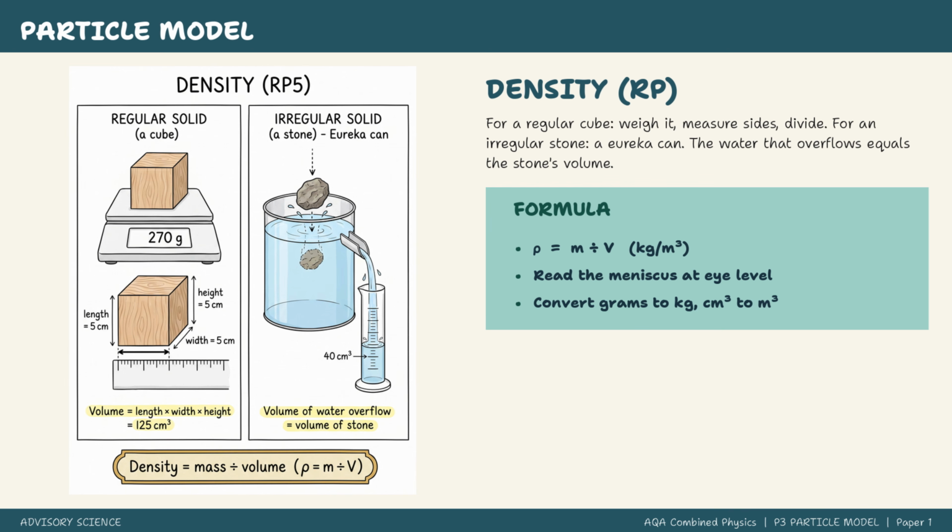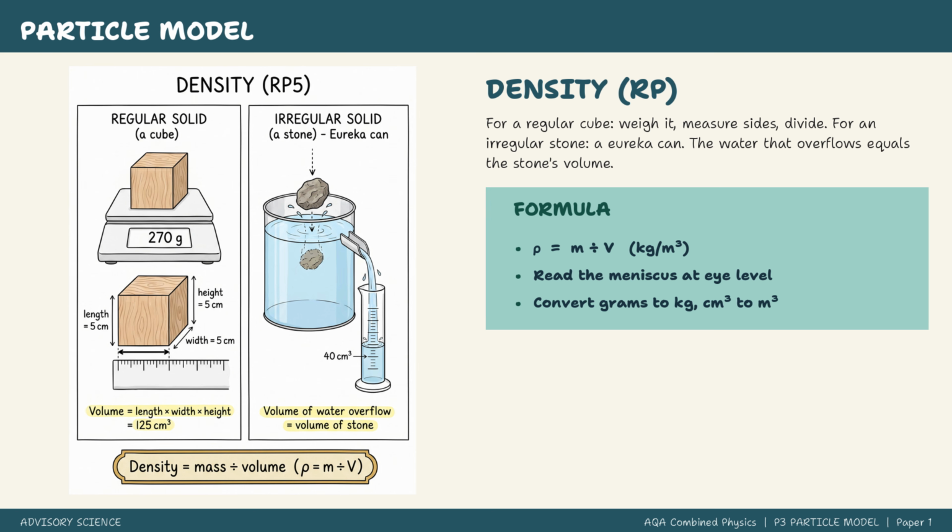For a regular wooden cube, you find the mass on a balance, measure the size with a ruler to calculate the volume, and divide mass by volume. For an irregular object like a bumpy stone, you use a special container called a Eureka can. You fill the can with water until it's level with the bottom of the spout and place an empty measuring cylinder underneath it. When you gently drop the stone into the water, it displaces some water.